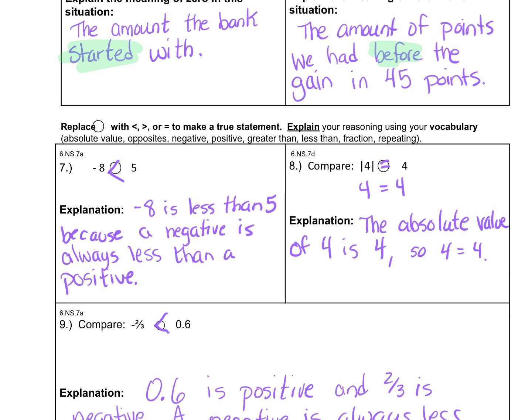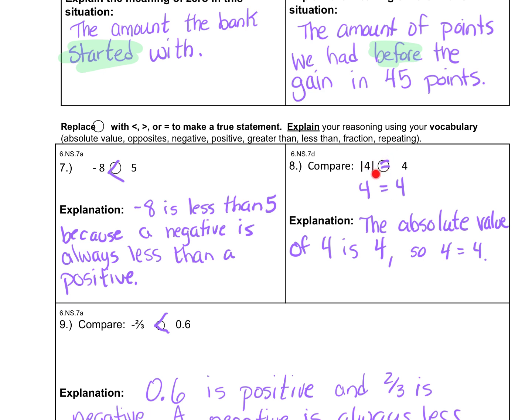Okay? So now we need to replace this circle with an inequality and also explain the reasoning using our vocabulary, using the words absolute value, opposites, negative, positive, greater, less than, fraction, repeating, anything that will help you. Okay? So negative 8 is less than 5 because a negative is always less than a positive.